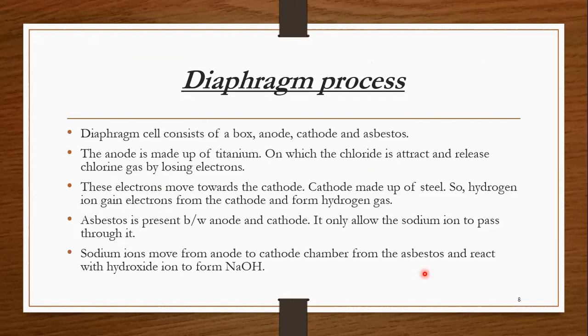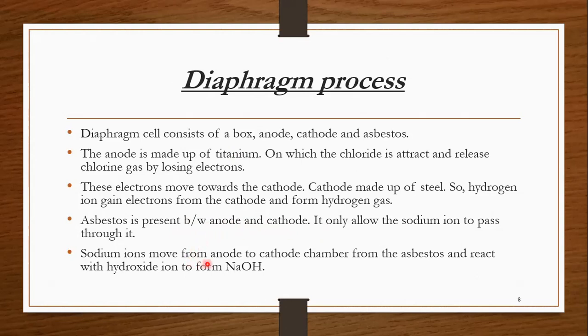Now I will tell you about the diaphragm process. The diaphragm process consists of a box, anode, cathode, and asbestos. Asbestos is a permeable layer. The anode is made of titanium, on which the chloride is attracted and releases chlorine gas by losing electrons. These electrons move towards the cathode. The cathode is made of steel, so hydrogen ions gain electrons from the cathode and form hydrogen gas. Asbestos is present between anode and cathode. It is only permeable for sodium ions to pass through it.